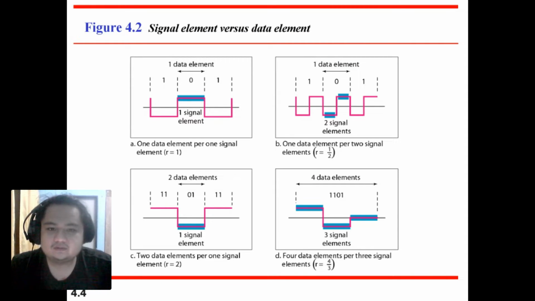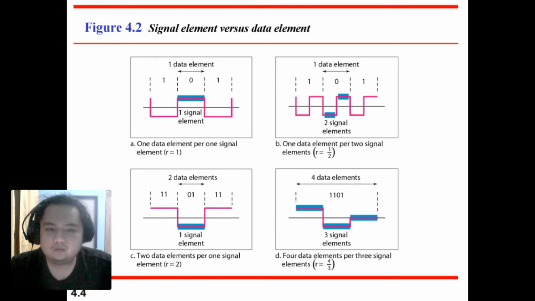Signal element versus data element. You can see in this picture, one data element is one signal element. One data element per one signal element means R equals 1.